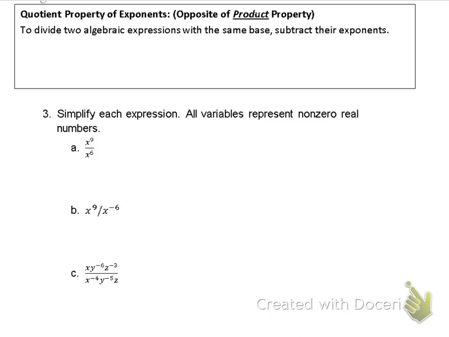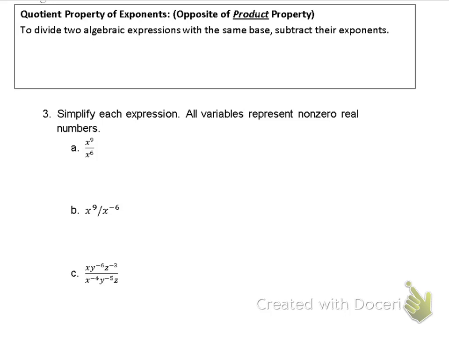We talked about the product property in the reminders on the first page of your notes, and now we're going to introduce the quotient property, which is the opposite of the product property. When you divide two expressions with the same base, you subtract their exponents instead of adding them. Since division is the opposite of multiplication, we subtract instead of adding.